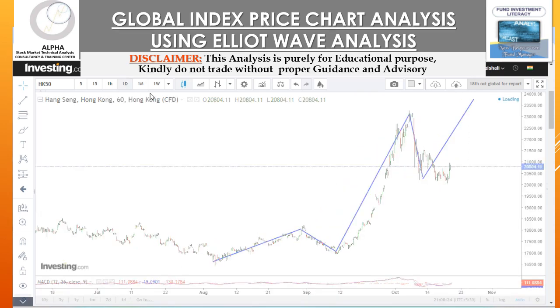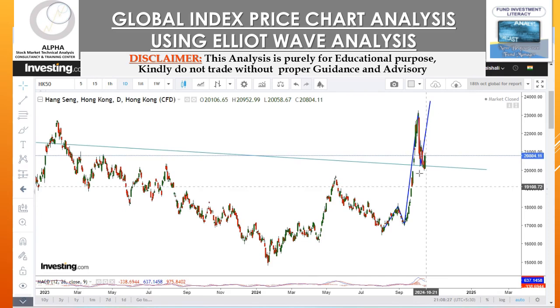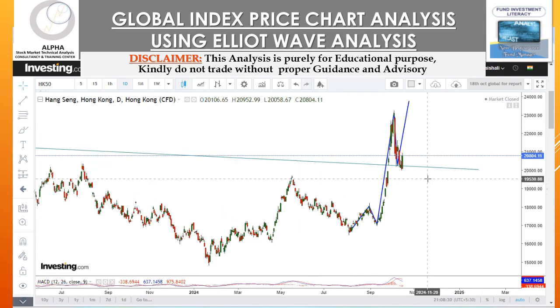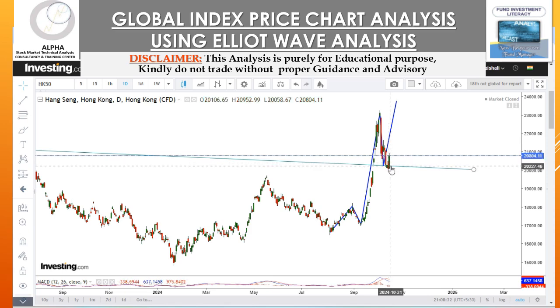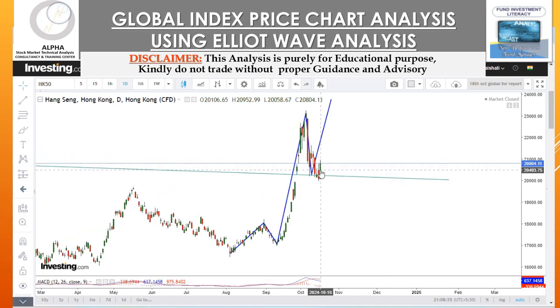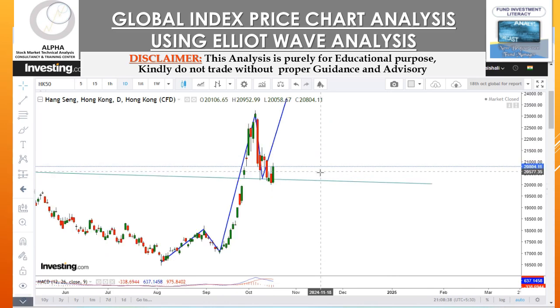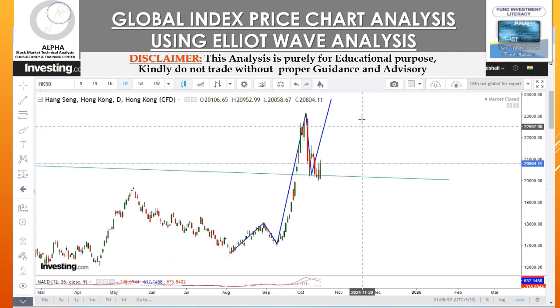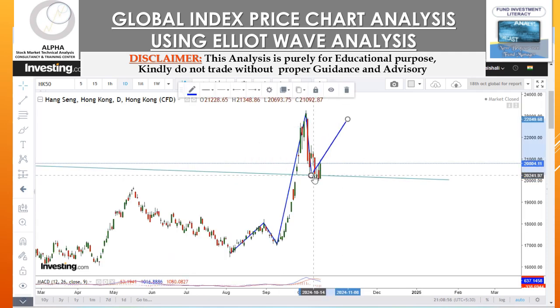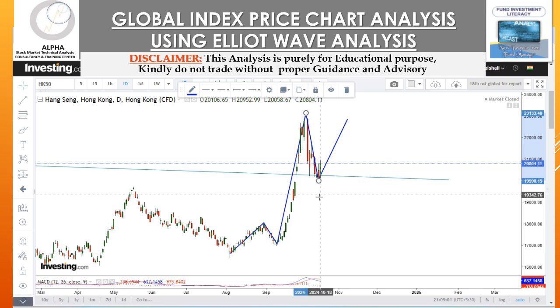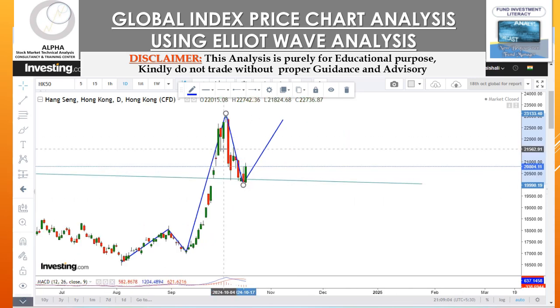I'll go in daily. You can see that how it took support of this particular line and then it has a bullish candle. Now this candle is of 18th of October, that's today. So it did have a bearish one on the 17th, that is yesterday, but today it has opened on a very positive note. So Hangsang is positive, and let's wait and watch. Now this particular line, I would like to keep it like this and just move it, make it more specific.